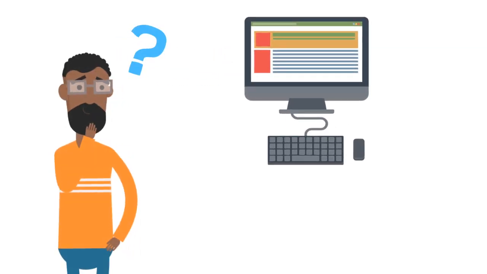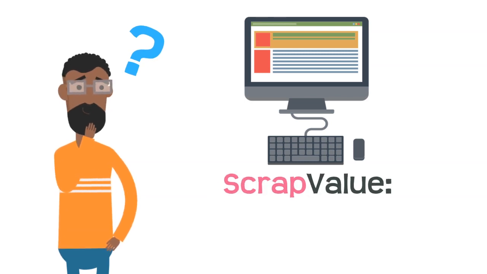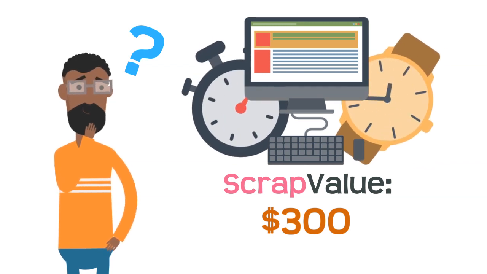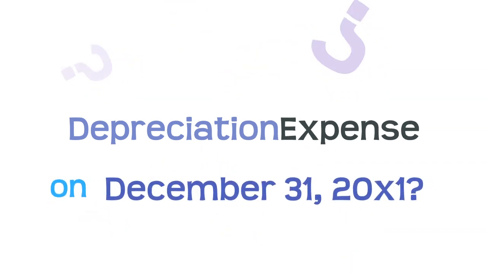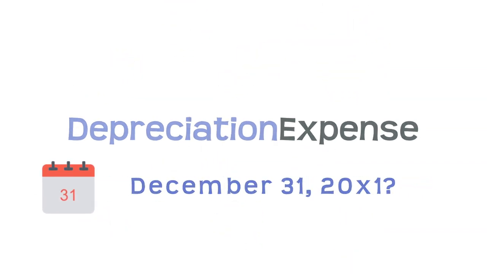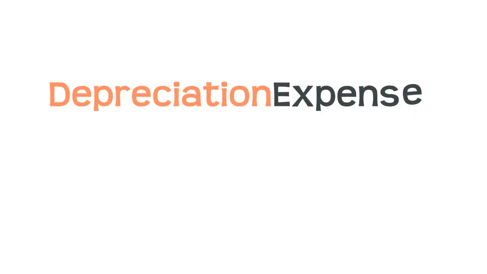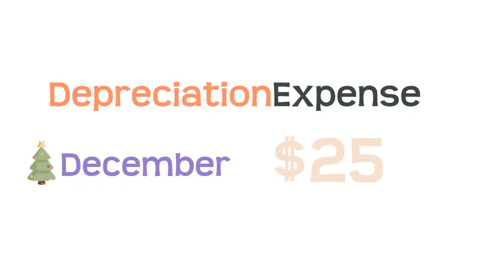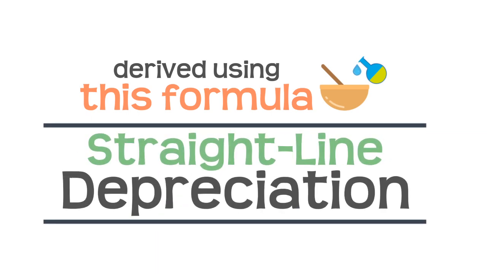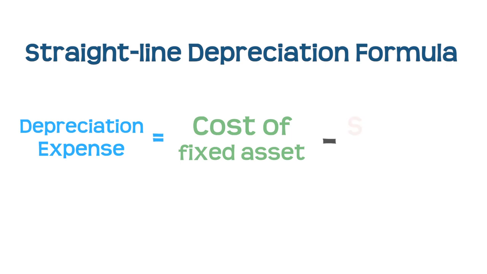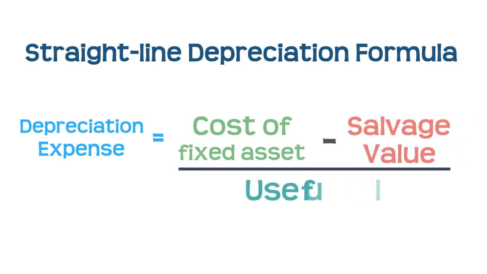What if the equipment has an estimated salvage or scrap value of $300 at the end of its useful life? What would be the depreciation expense on December 31, 20X1? The depreciation expense on December will amount to $25, derived using this formula of the straight-line depreciation. The cost of the asset less the salvage value divided by its useful life.